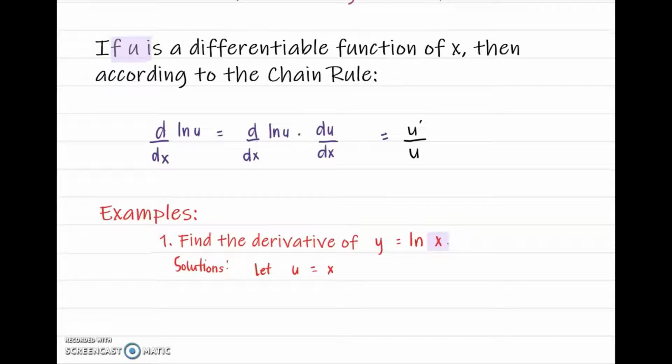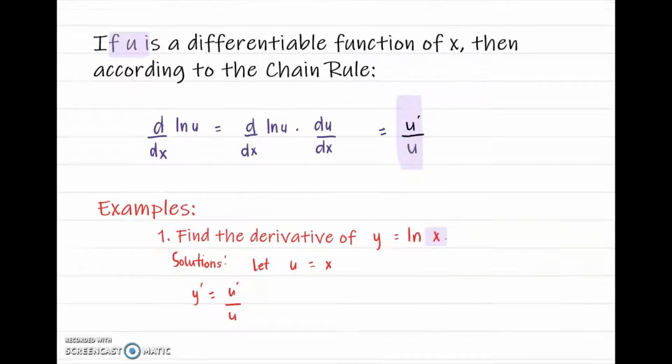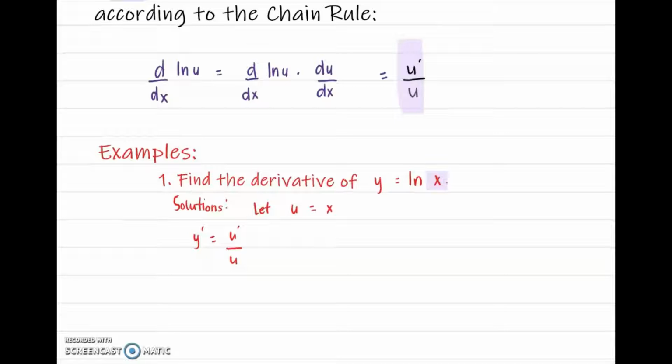So we have here y prime, or the derivative of y, is equal to u prime over u. And since our u is x, our u prime is equal to 1. The derivative of x is 1. And our u is x, so over x. And that's already our final answer.